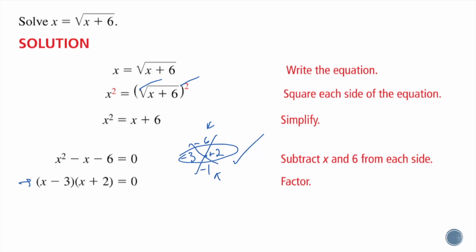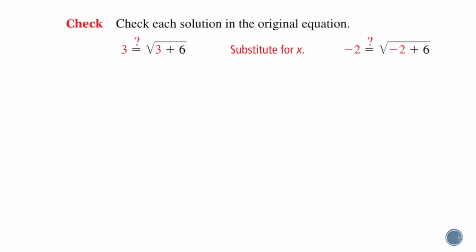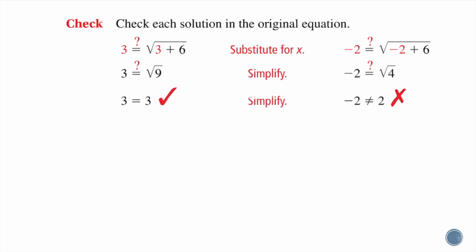Now, one more step. We have to set them equal to 0 and solve for x. And you will see that x is equal to 3 and x is equal to -2. Yay! Now you can check your solutions. We got 3 and -2. We have to substitute and solve. The square root of 9 is 3.